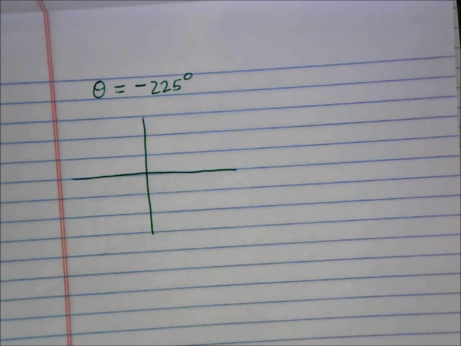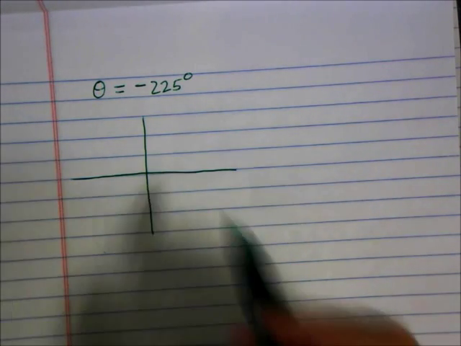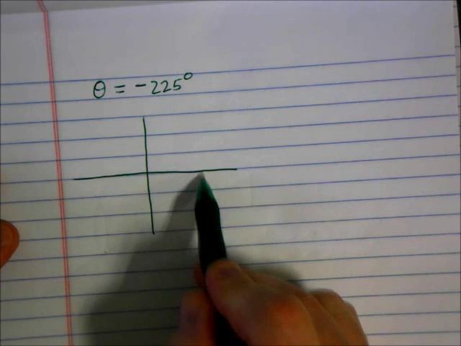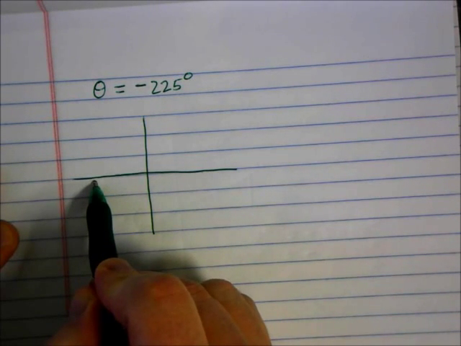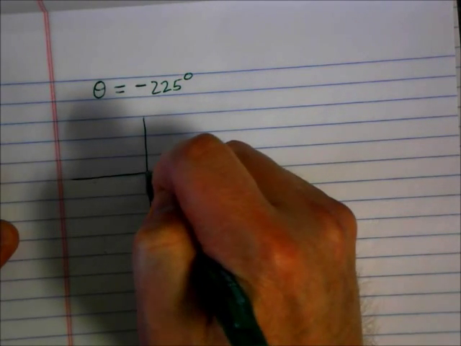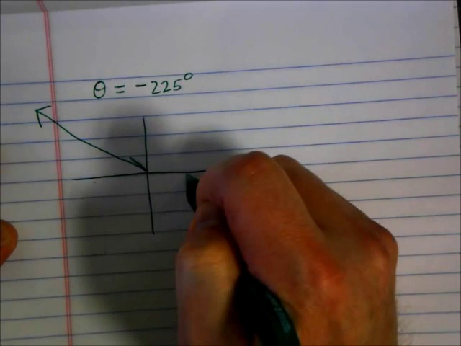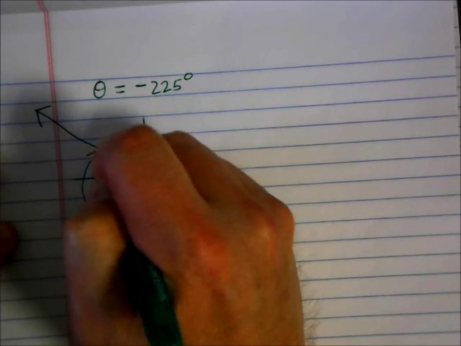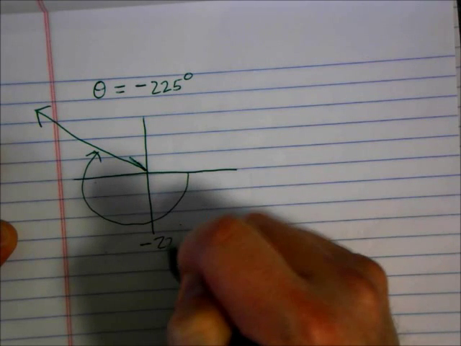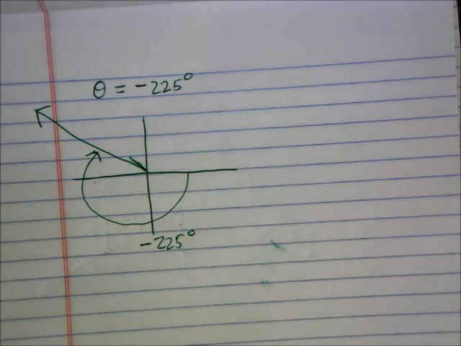Quadrant 3? Quadrant 2? Quadrant 1? Quadrant 4? Quadrant 2. Why 2? Because I'm starting here and I'm going backward. So this would be negative 180. So I've got to go some more. So my angle is this one. Negative 225 degrees is there.